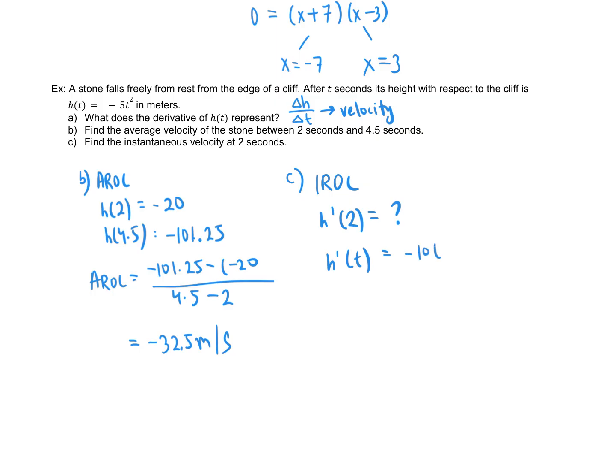It's going to be negative 10t, and now we can replace t with 2. So much faster. So negative 20 meters per second. Therefore, the instantaneous velocity at 2 seconds is negative 20 meters per second.